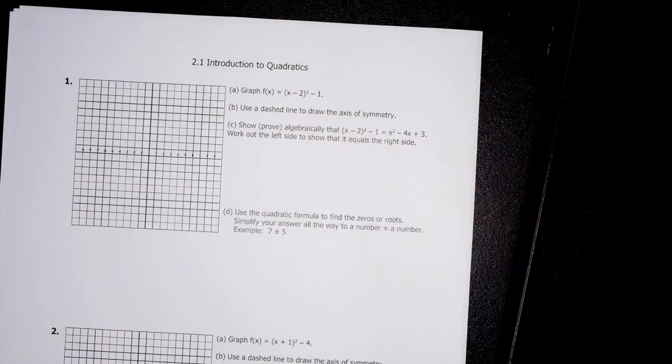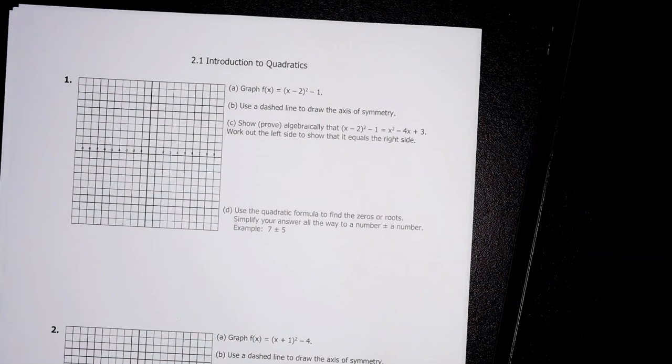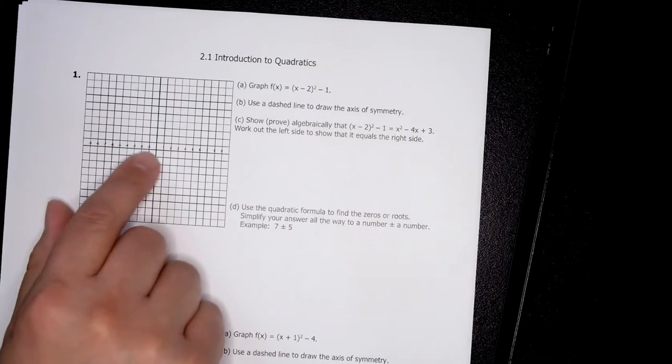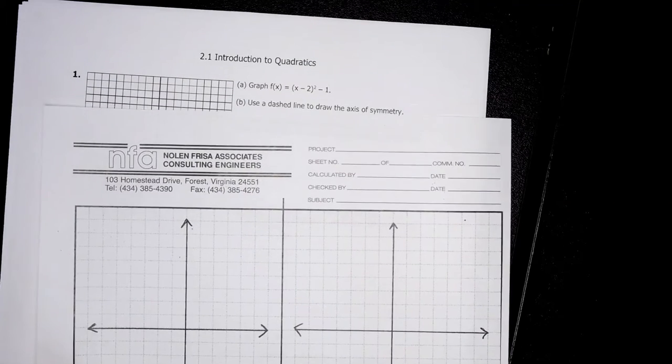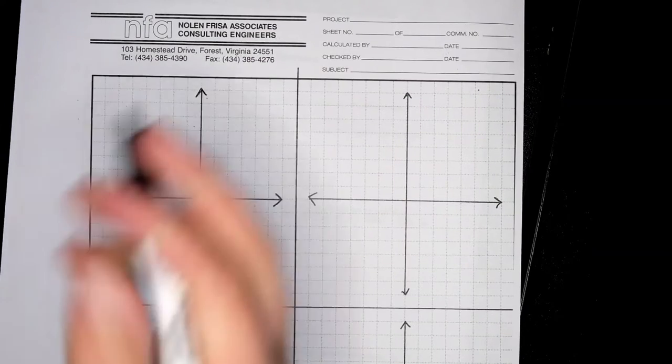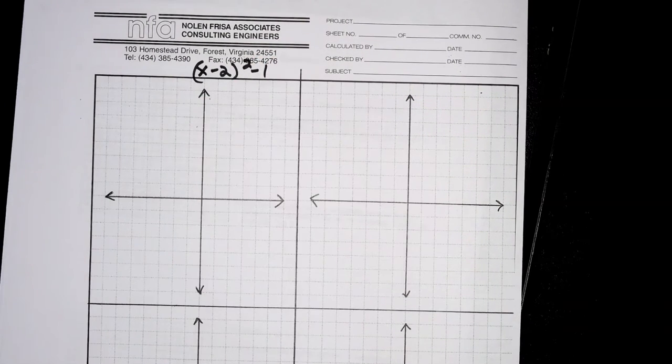So let's go back to that problem right there. It says that it wants us to graph (x minus 2) squared minus 1. Well, it's kind of hard, I think, in the video for you to see that graph, so I'm going to use this graph right here, and we want (x minus 2) squared minus 1. That's what we're graphing.